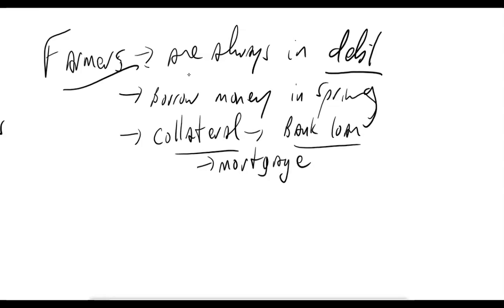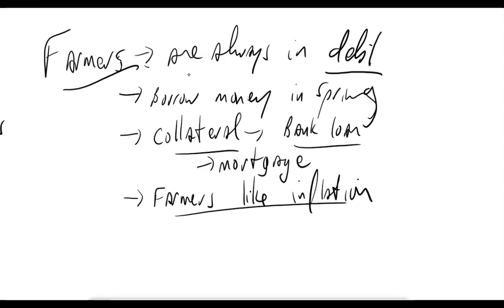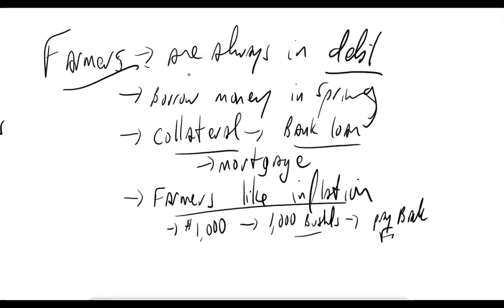Okay, so here's the thing. Farmers like inflation. Why would they like inflation? Well, because if I borrow money in the spring, let's say we're going to make it stupid easy, $1,000, I need 1,000 bushels of wheat, because each bushel of wheat is $1, to make that money back, and then I can pay the bank back in the fall.